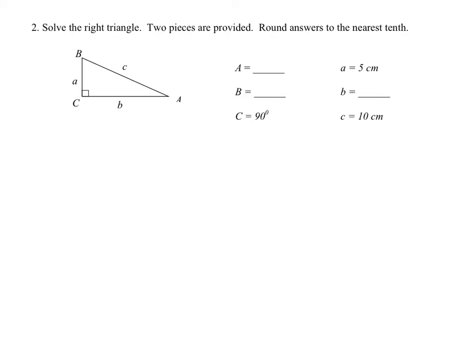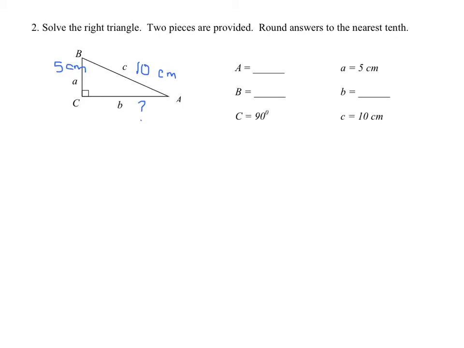Now, we're going to solve this right triangle. You'll notice that on here, little a is 5 centimeters, so I'm going to label this as 5 centimeters. Little b, we don't know, and little c is 10 centimeters. And C is the 90 degree angle. Now this one is the one where we have two sides, and we have to find the remaining side and the remaining angles. So we're going to round all of our answers to the nearest tenth.